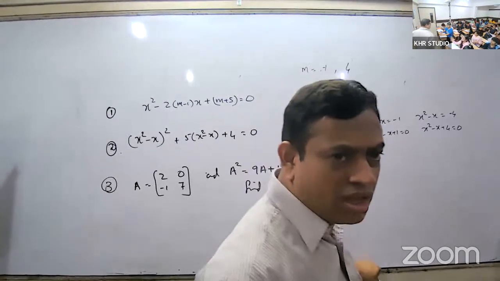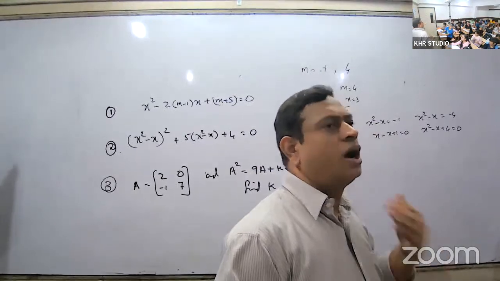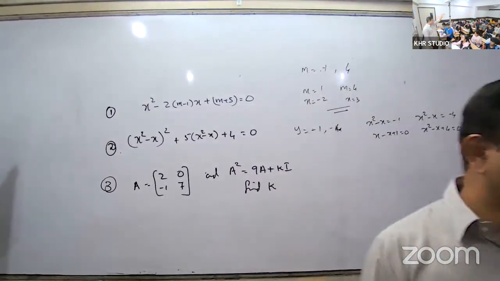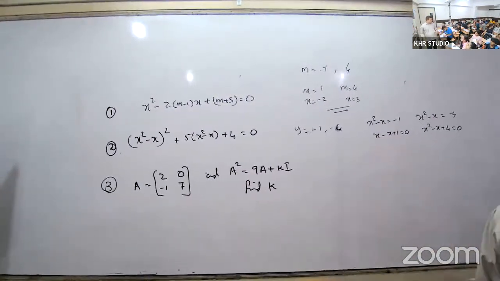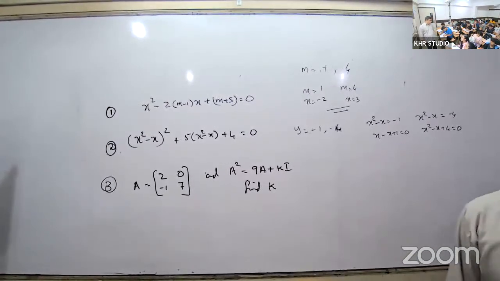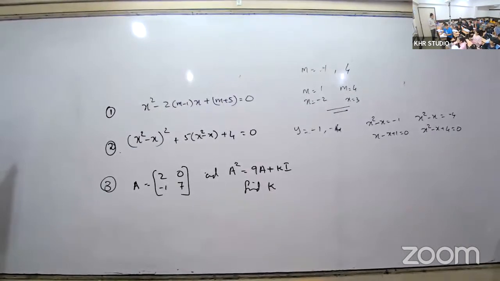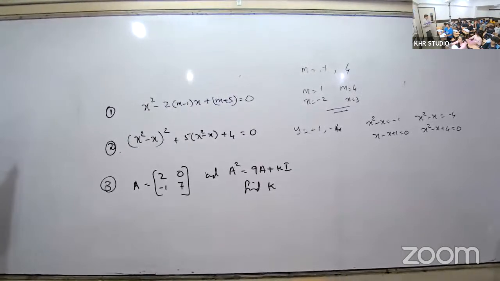What is the value of b square minus 4ac? 1 minus 4, that is minus 3, less than 0, so you can use the formula. Last one you must have got. Who got the value? k is equal to minus 140. Correct. Similarity revision, come okay.